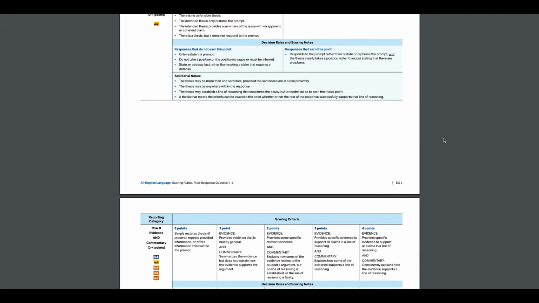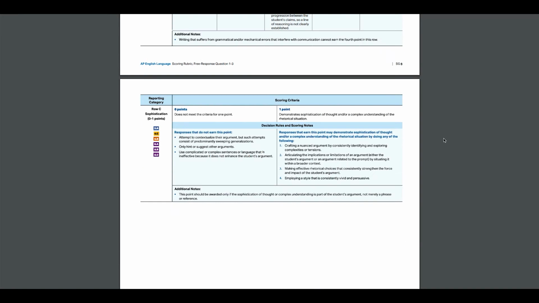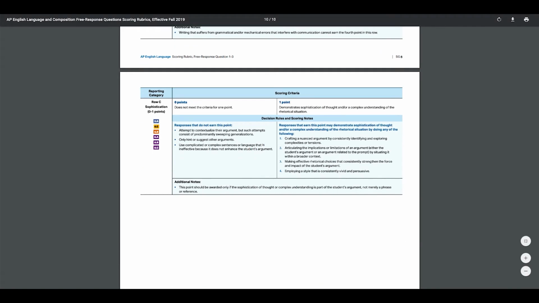So if you aren't sure about what's on the rubric, be sure to check out the College Board's breakdown of the rubric for the free response section, because it's really important that you're thinking in the back of your head, oh, this is a point for XYZ, this is a point for ABC, and so on as you are writing your essay for AP English Language.